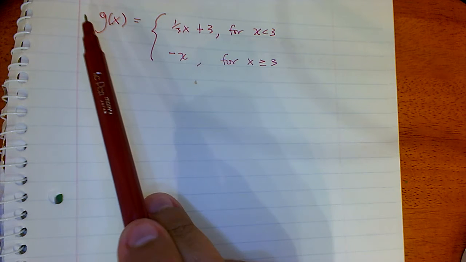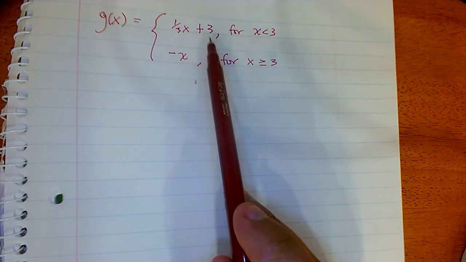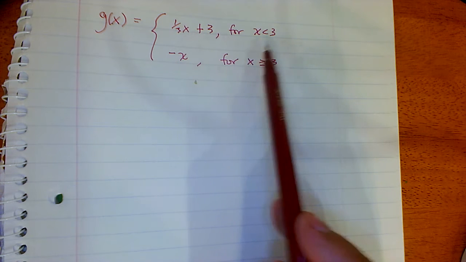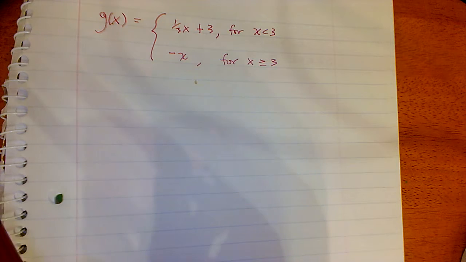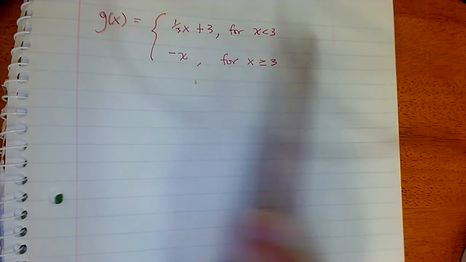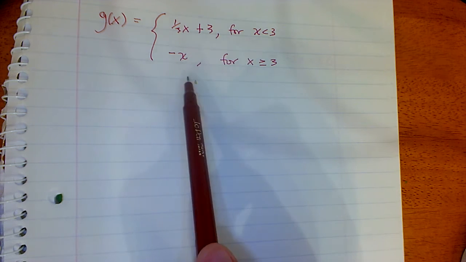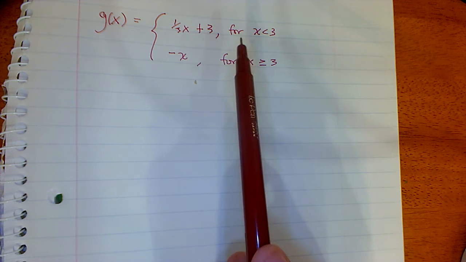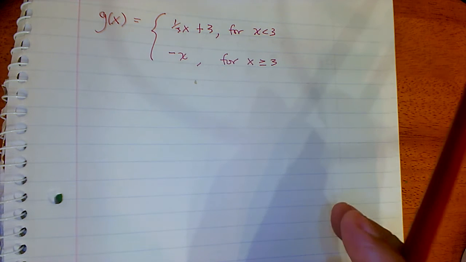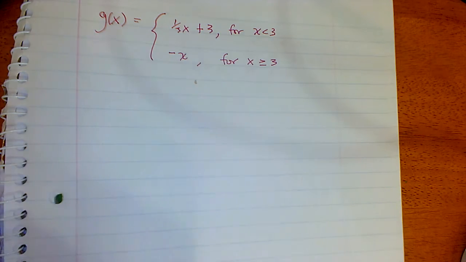So here, for example, the function g of x is supposed to equal 1/3 x plus 3 for any x that is less than 3, which means anywhere from negative infinity up to really, really close to 3. This equation is going to define that graph. And then negative x for x being greater than or equal to 3, which means from 3 to positive infinity, this function is going to be defined by this equation, negative x.